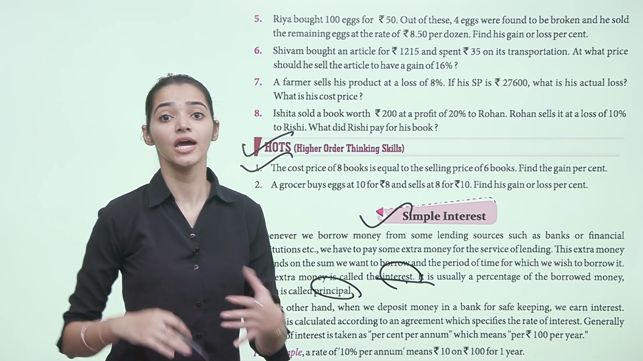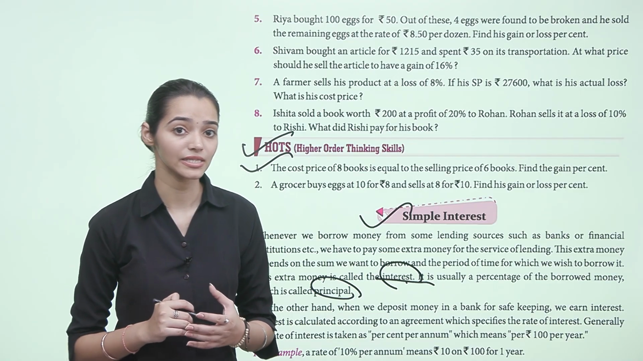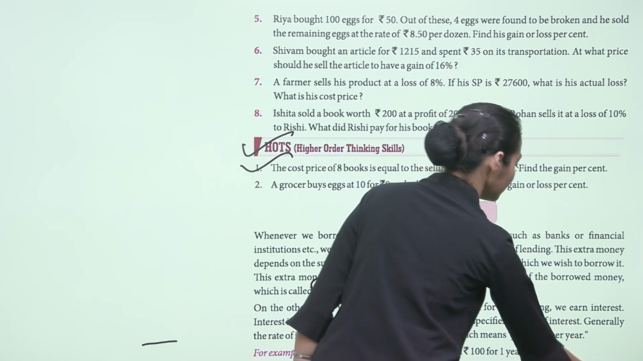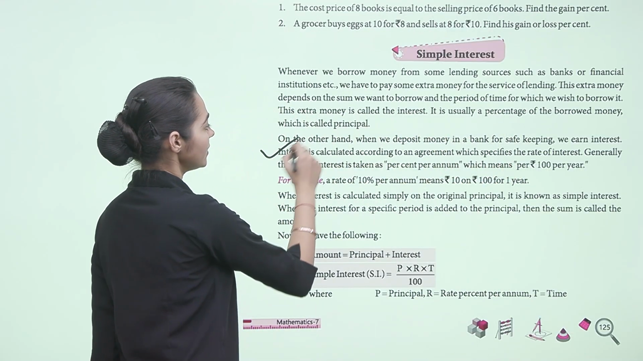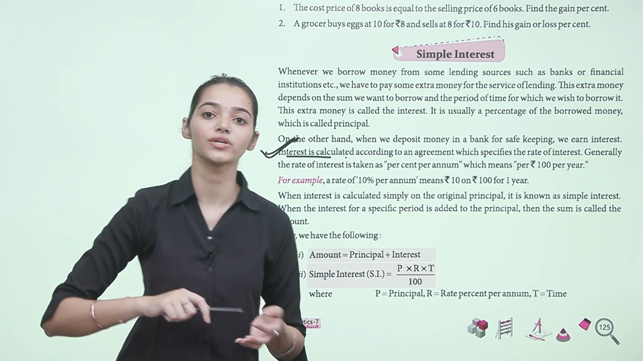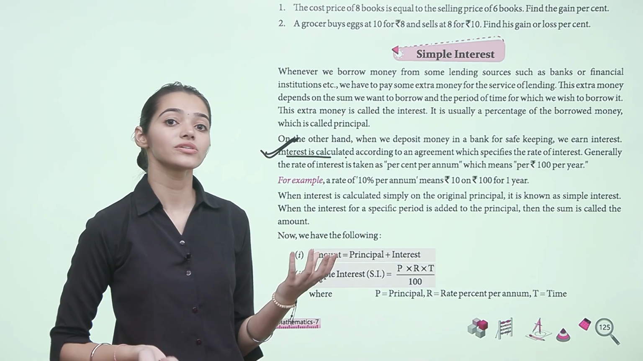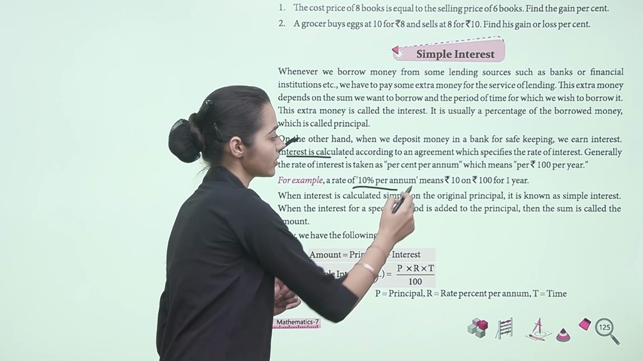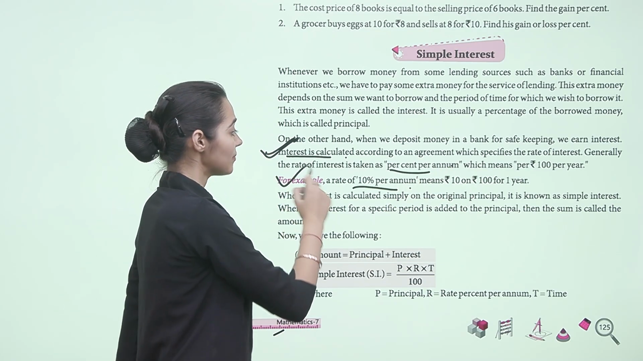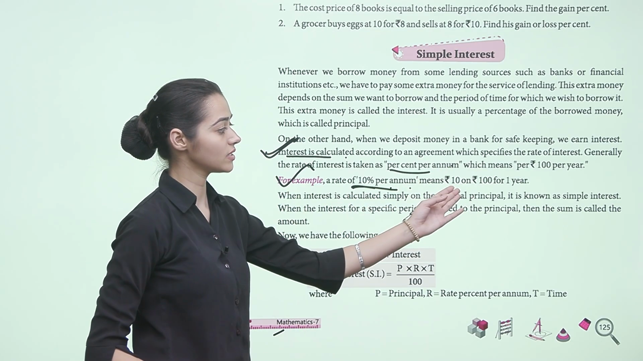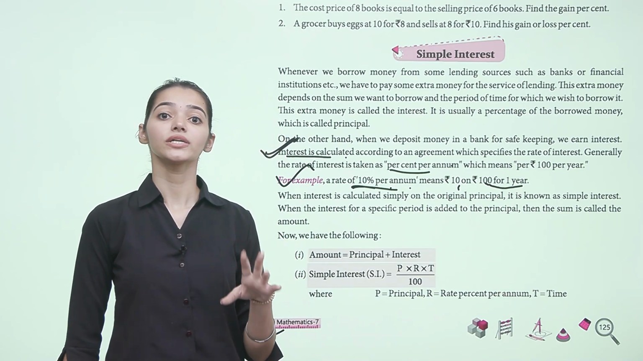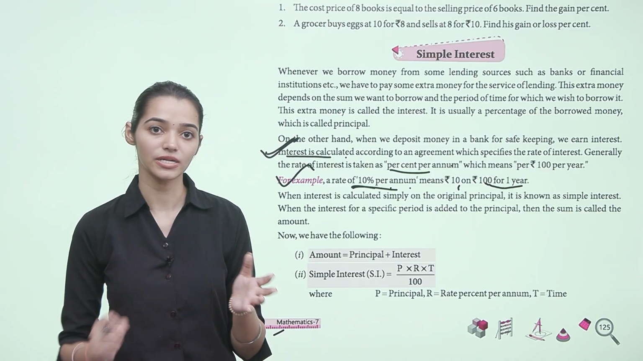On the other hand, when we deposit money in a bank for keeping it safe, we earn some amount of interest, and interest is calculated according to the agreement which specifies the rate of interest. Generally the rate of interest is percent per annum, which means per 100 per year. For example, a rate of 10% per annum means 10 on 100 rupees for 1 year. When interest is calculated simply on the original principal, it is known as simple interest.